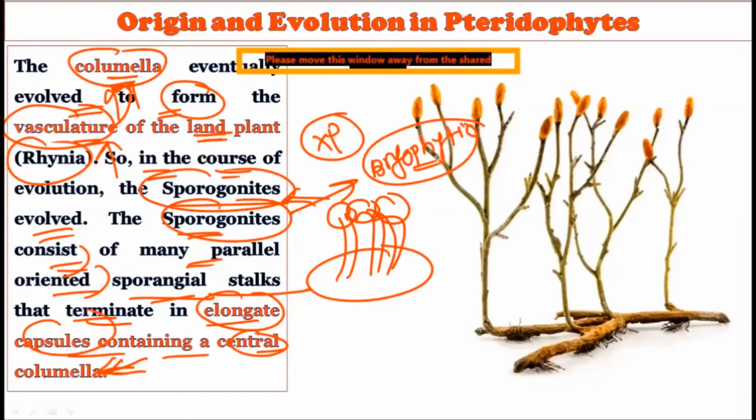Whatever sporogonites were there earlier were responsible for creating the pteridophytes later in evolution by shifting the meristematic region from base to apex. From base to apex, the meristematic region has shifted, and the columella has got converted into the vasculature, that is the xylem and phloem. So this is how, according to Smith, the evolution from bryophyte to pteridophyte has occurred.